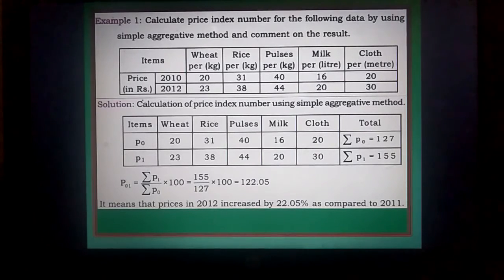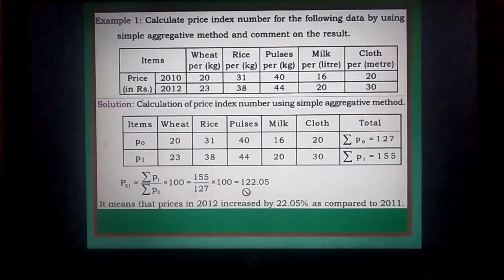So we know already for the base year the index number is 100. Here now 122.05 is there. That means 22.05 is increased. Look at the cursor, it means that prices in 2012, this is the current year, increased by 22.05% as compared to the base year 2010. It has to be, not 2011, because it is given in the question as 2010. Here it has to be 2010.